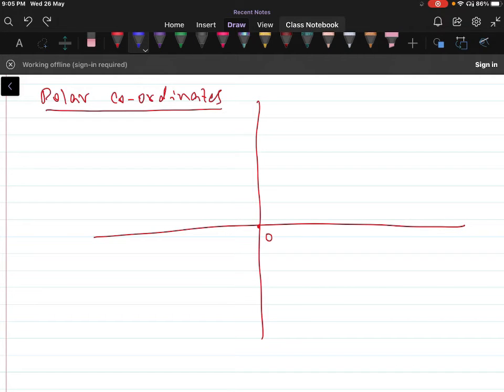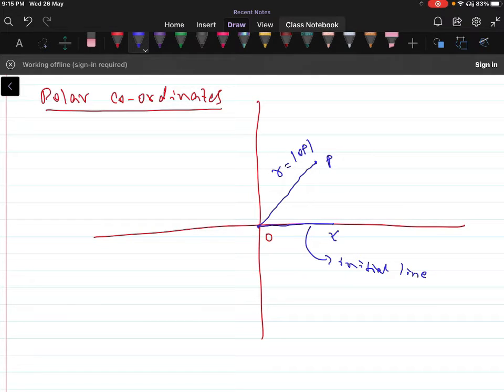Draw a line OX through the pole. This is called the initial line. And take a point in the plane, P. This is the point P. Join the origin to the point P. The length from O to P is called r, that is equal to the modulus of OP. It is called the radius vector to the point P.